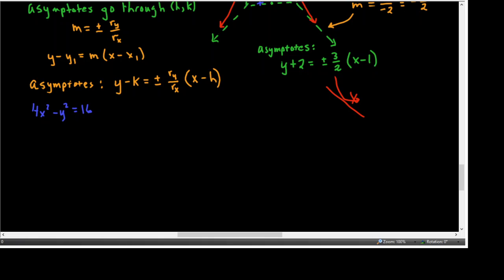Okay, but it does have to equal 1, so I'm going to divide both sides by 16. For the x, that cancels to be 4 in the denominator. Y squared over 16 equals 1. So it's now in standard form for a hyperbola. We're ready to rock and roll. Okay, so the center is at 0, 0. The x radius is square root of 4, 2. The y radius is square root of 16, 4.